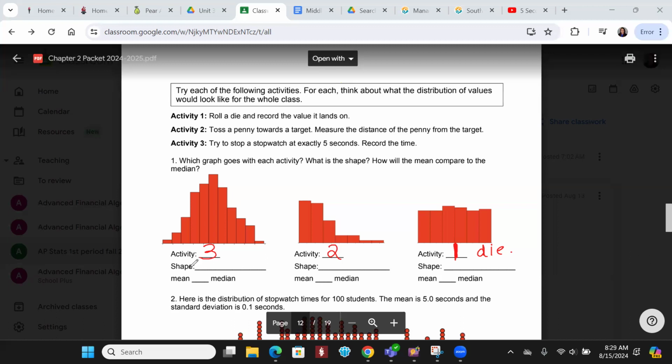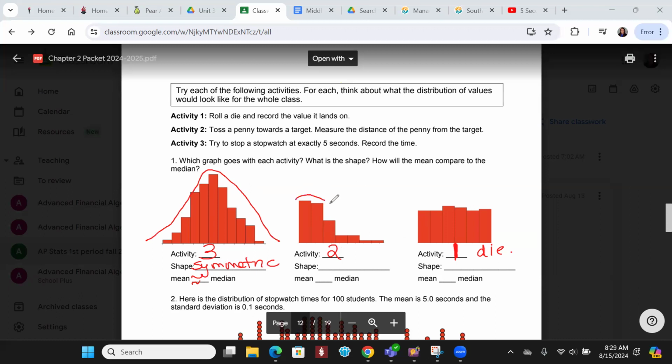Okay, now let's describe the shape. Looking at this, what do we call it? Symmetric. Okay, is the mean going to do what with the median? Is it equal to? Is it greater than? Less than? All right, it's about equal. We're going to have a little bit of variation, just because of the 0.000 values.